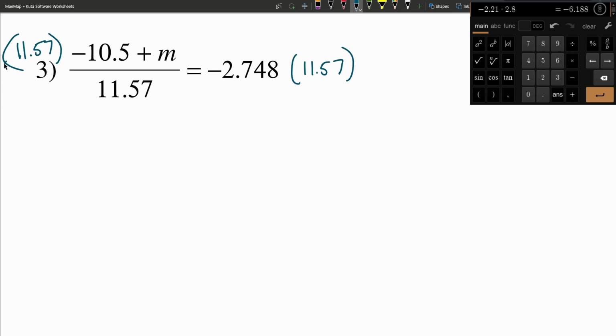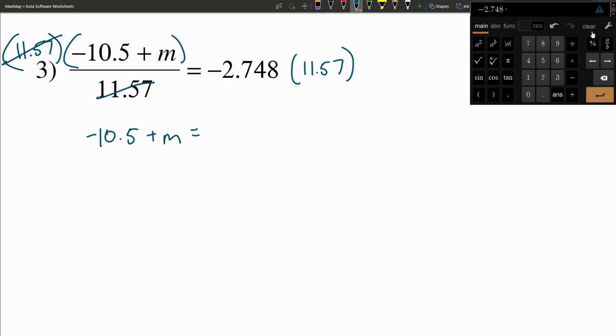And when we do so, 11.57 times our numerator divided by 11.57, that 11.57 divided by itself equals 1. So we have 1 times negative 10.5 plus m, which if we were to distribute that 1 through, would just be negative 10.5 plus m. And that's going to be equal to negative 2.748 times 11.57, which I'm just going to work out on my calculator to save us some time. Negative times a positive, we know we're going to get a negative.